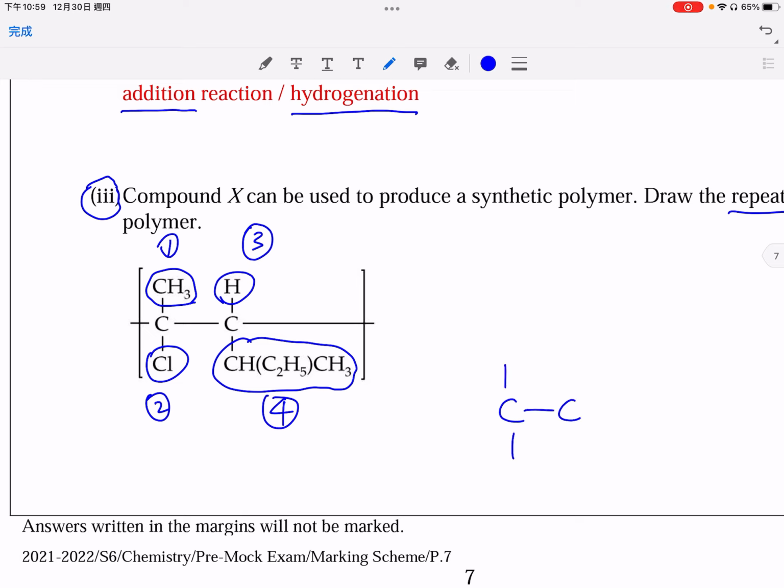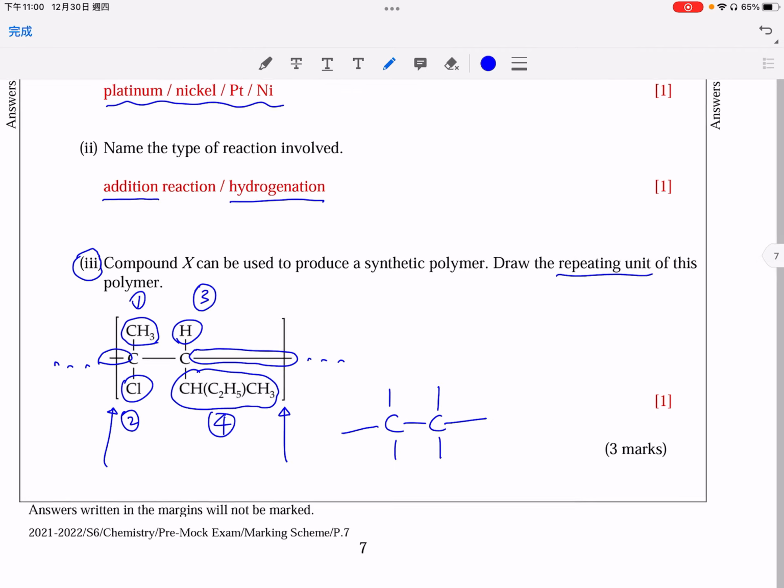1, 2, 3, 4. And of course, later on, you have to extend these 2 parts because this is to be bonded to another carbon atom. On the other side, another covalent bond bonded to the other carbon atom, and so on. And then finally, you have to draw the square bracket. Normally we do this, okay? So this is the way to draw the repeating unit.